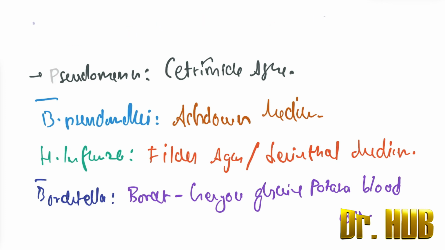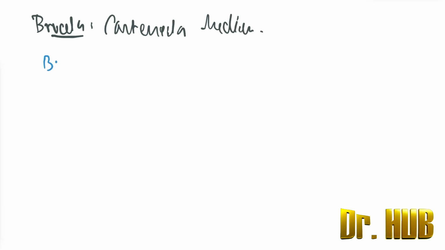Then we move on to the Brucella. To recap, for Bordetella we had the Bordet-Gengou glycerine potato blood agar. In Brucella, it is the Castaneda medium. Then we look at Borrelia burgdorferi. The medium is the BSK medium.